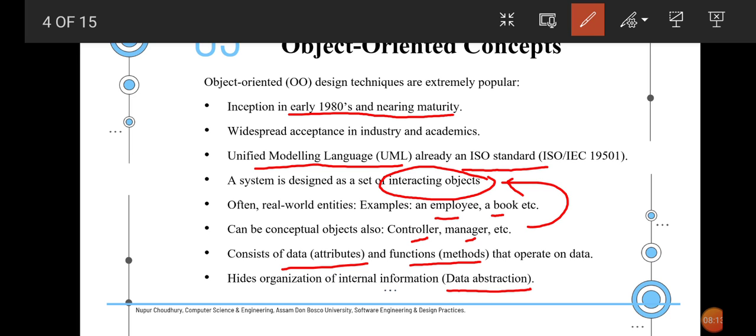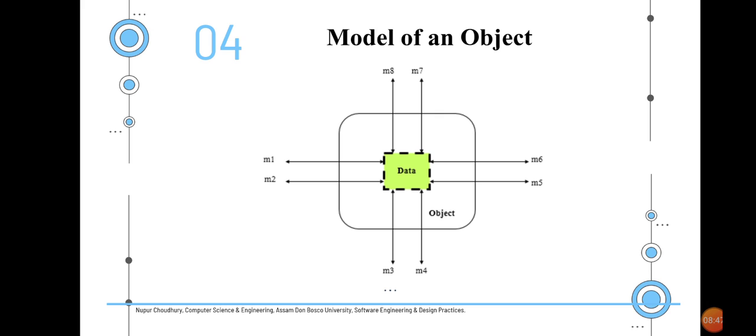So we consider this entire concept to be a game of objects, where objects have associated attributes, and there are certain methods which work on this particular data or attributes. And most importantly, there are various properties related to object oriented design, and one of them is data abstraction, which hides the internal information, or the organization of the internal information, from the external world.